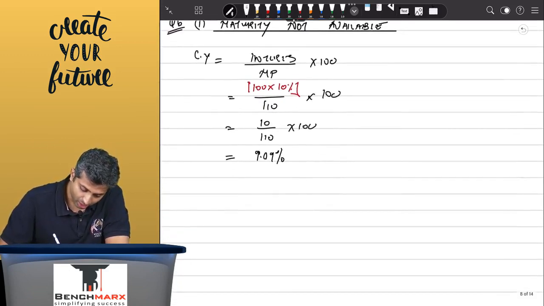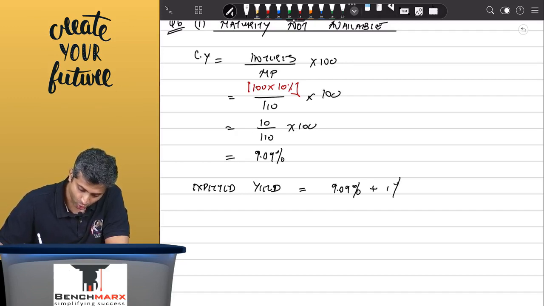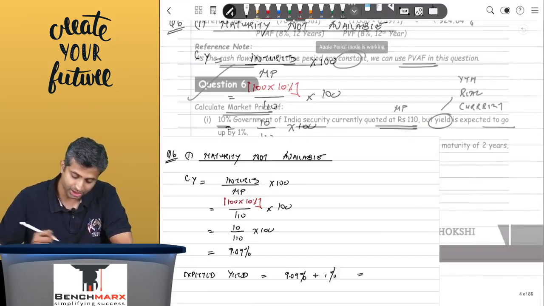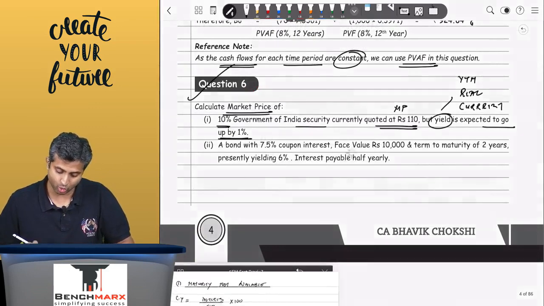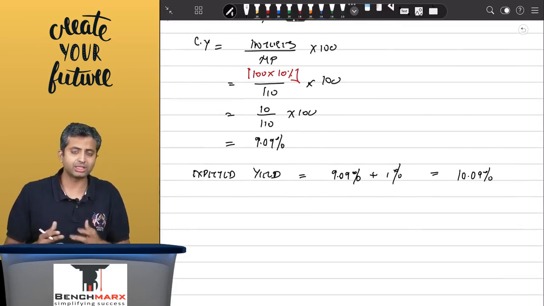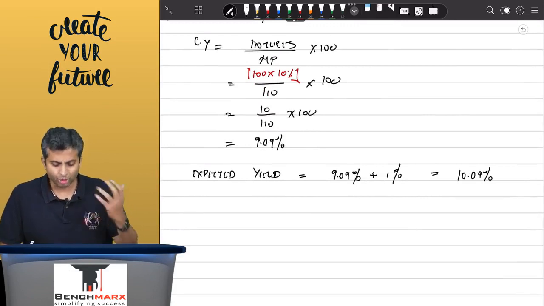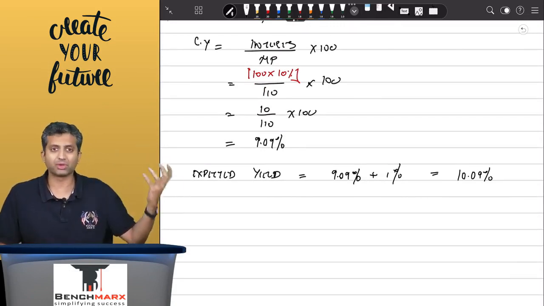Acha. Now your expected yield would be 9.09% plus 1%. The question tells you that the yield is expected to increase by 1%. And hence this becomes 10.09%. Now the value of a bond is ideally the present value of future cash flows. So that is probably 10 rupees of coupon in year 1, year 2, year 3. But for how many years we don't know.